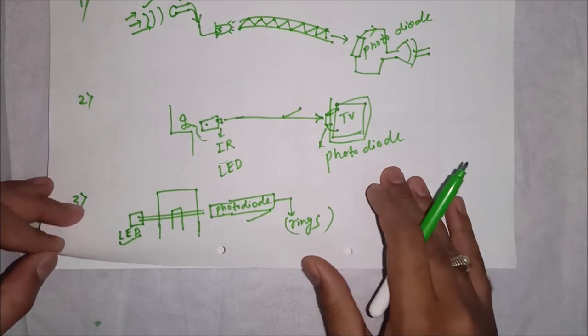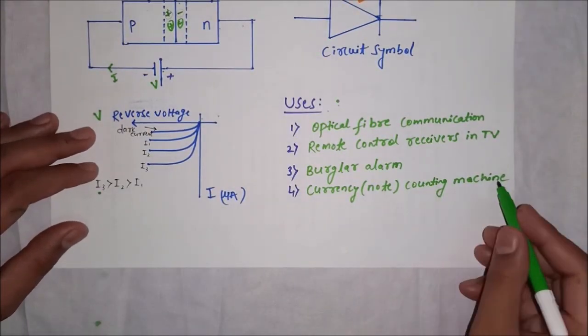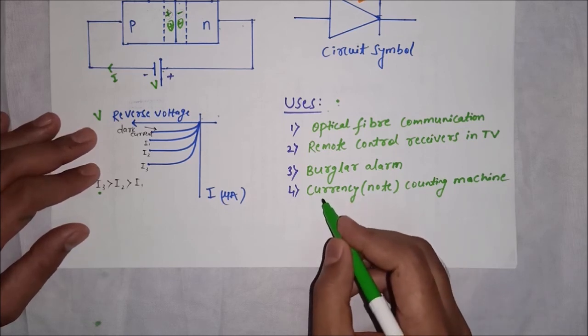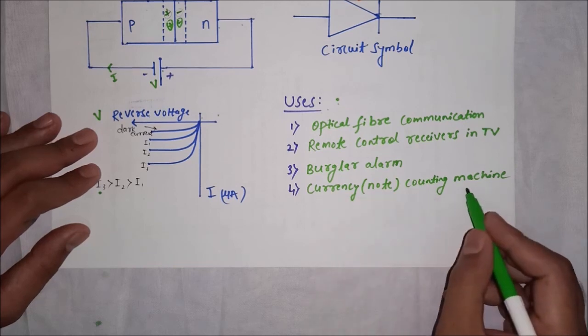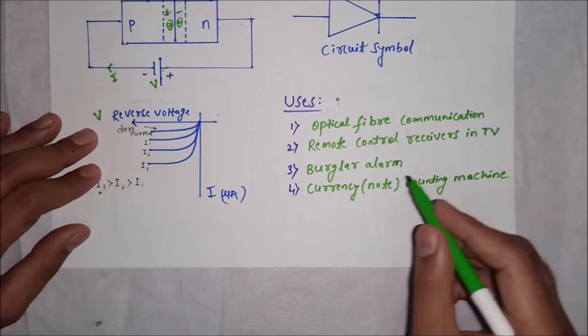And the next use is that it is used in the note counting machine in the bank. In a bank, we saw, no, whenever we give some notes, they will count them through the machine. Again, here also they are using the photodiodes.